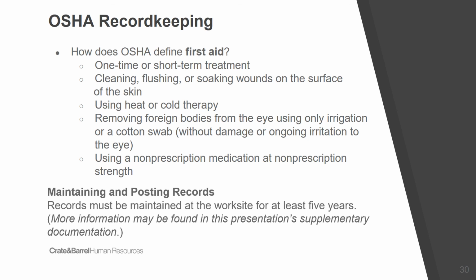Records must be maintained at the worksite for at least 5 years. Each February through April, employers must post a summary of the injuries and illnesses recorded the previous year. For more information on recording, maintaining, and posting requirements, see the supplementary documentation to this presentation.